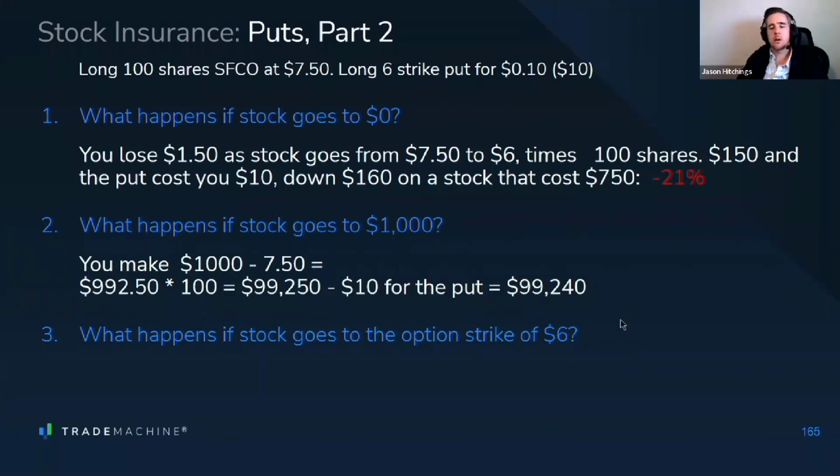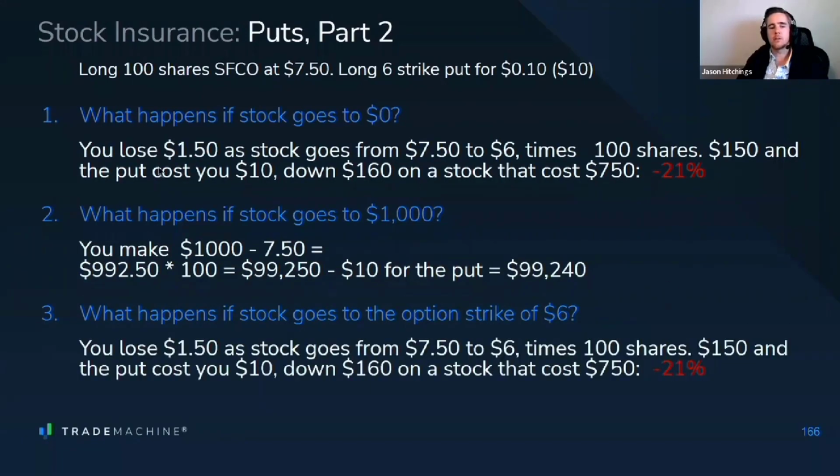And what happens if the stock drops exactly down to 6? Well, you end up kind of in the same scenario you did here at the beginning, but you don't actually use the put because having the right to sell it when you could just sell it in the market doesn't really have any advantage. So you're still going to lose the 21%, but you're still going to own the stock in this scenario unless you really want to exercise the option, which you have the right to do, but it would just be the same as selling it in the market.